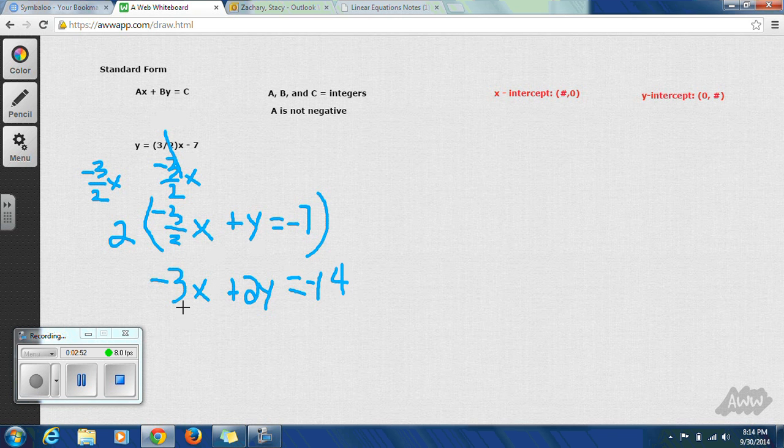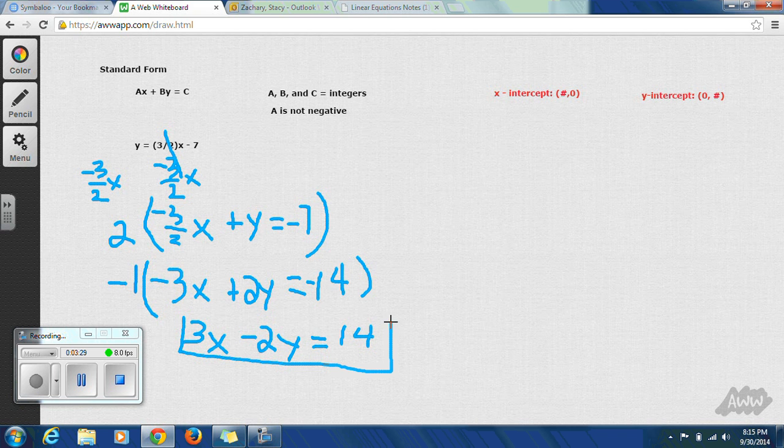Okay, so now, again, we have x and y on the correct side. a, b, and c are integers. Oh, but wait, there is one more thing that we need to realize. a should not be negative. So the rule of thumb to make it not negative is you can multiply everything by negative 1. And what it does is it just flips the signs of everything. So this becomes a positive 3x, negative 1 times a positive 2y becomes a negative 2y, and negative 14 by this rule becomes a positive 14. And this, my friends, or maybe not friends, my students, is in standard form.